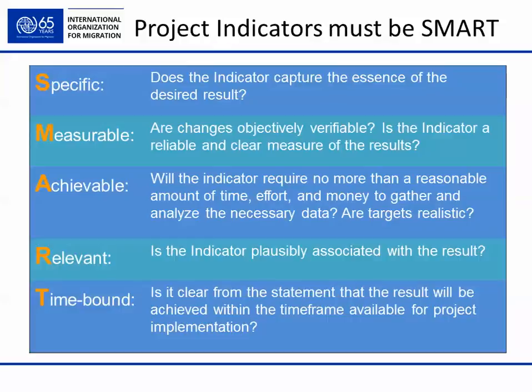Project indicators must be SMART. This means specific, measurable, achievable, relevant, time-bound. Please, if you don't know this abbreviation, please remember it. It's very often used for different purposes. Specific means it captures the essence of the desired result. Measurable: can we measure our results? Achievable: will the indicator require no more than a reasonable amount of effort and money to gather and analyze the necessary data? Relevant: is the indicator plausibly associated with the result? And time-bound: is it clear from the statement that results will be achieved within the time frame available for project implementation?